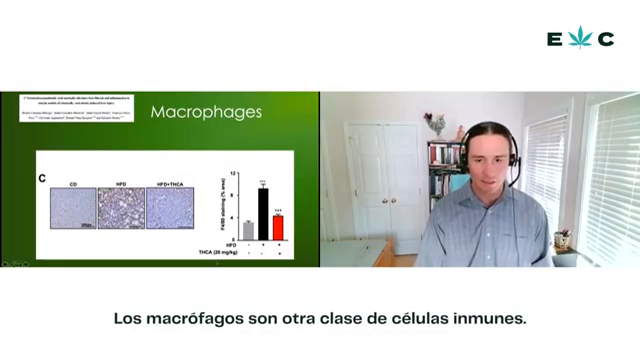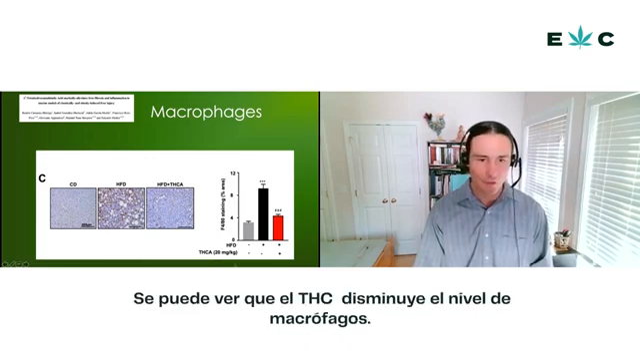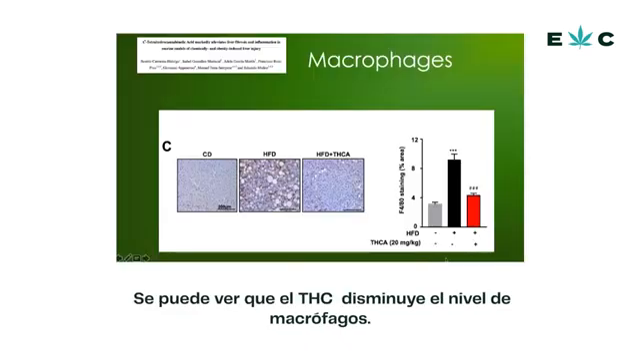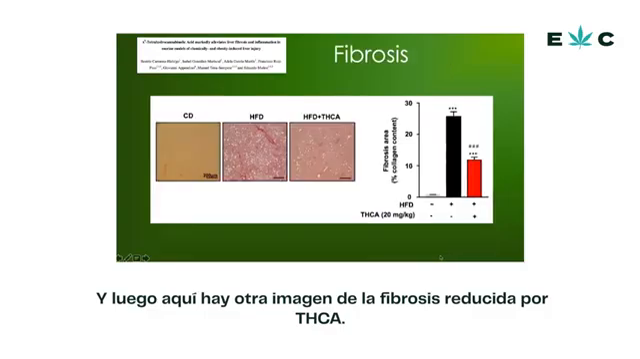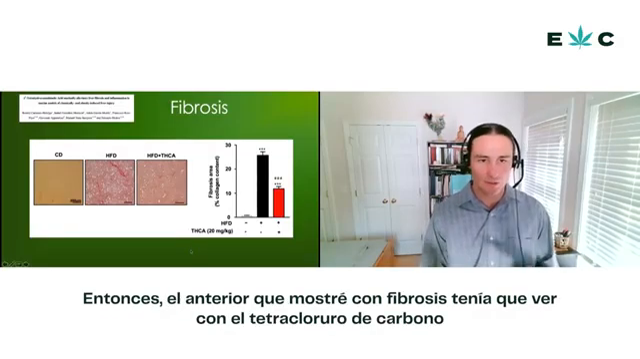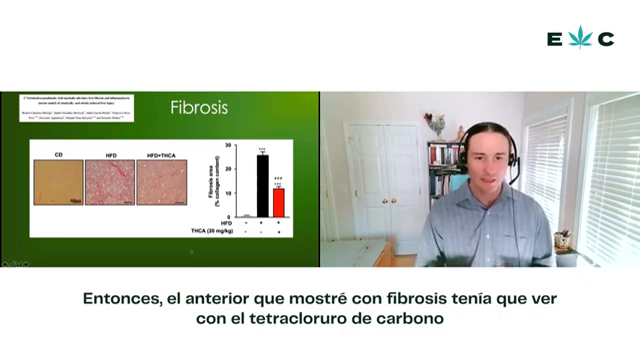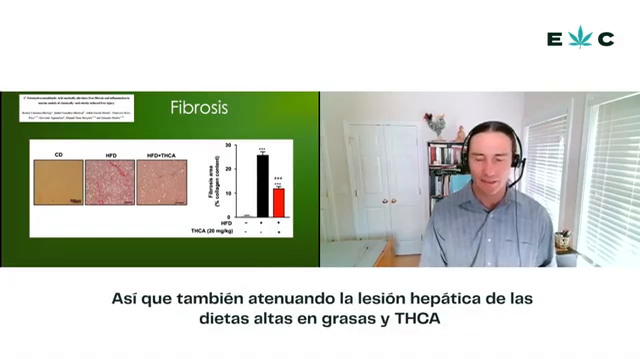Macrophages are another class of immune cells that contribute to this inflammatory process in the liver. You can see that THCA decreased the level of macrophages. And then here's just another picture of the fibrosis reduced by THCA. So the previous one that I showed with fibrosis had to do with the carbon tetrachloride injury, the CCl4 injury, but this one shows the injury related to high-fat diet. So also attenuating the liver injury from the high-fat diet.